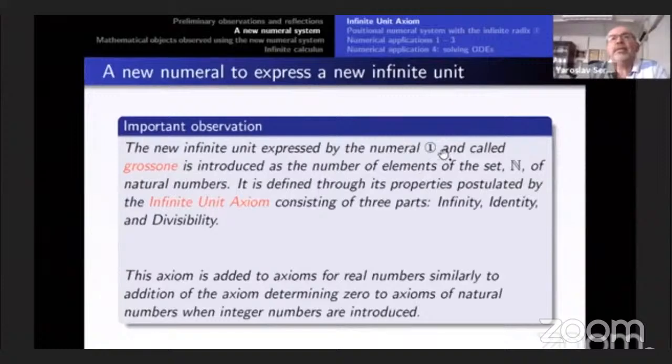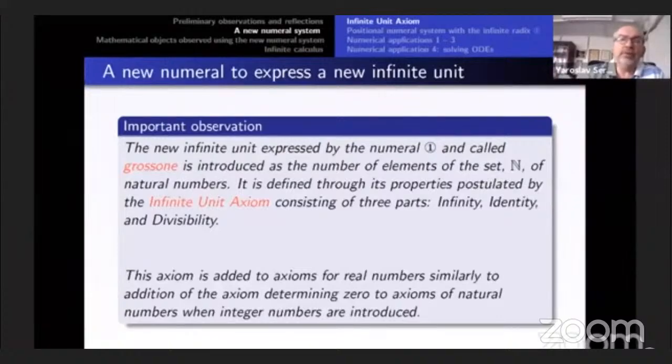It will be expressed by this number, one circled, called gross one, and it is introduced as the number of elements of the set of natural numbers, and it is defined through its properties. So this is exactly the same way how we move from natural numbers 1, 2, 3, 4, 5, and so on to integer numbers, where there are naturals and also 0 and -1, -2, -3, and so on.